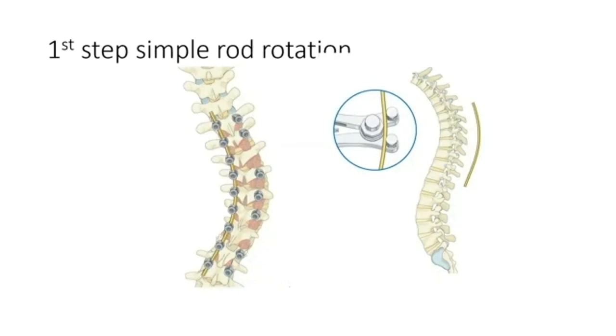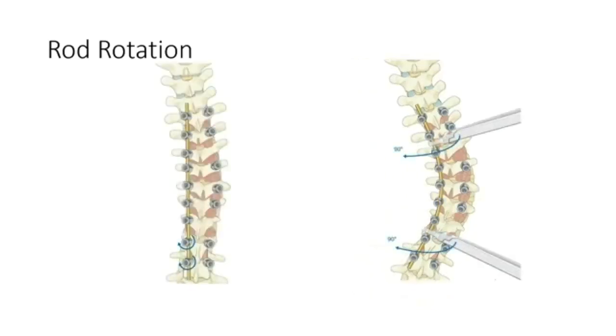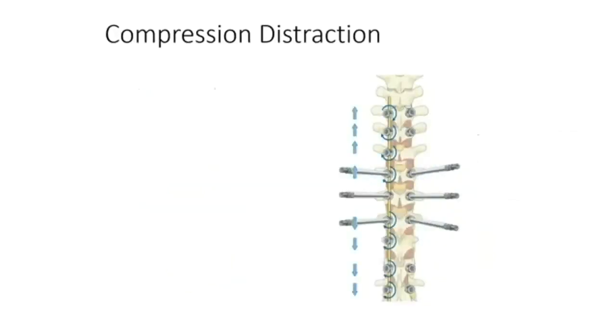And this is another method. After application of the screws, you contour the rod into the proper alignment, like this, and then put it in the deformed position. And then rotate the whole rod gradually until it comes to the corrected position. Also, you can do this segmentally by use of these towers to segmentally derotate the most rotated segments. And this is a very effective method as well.